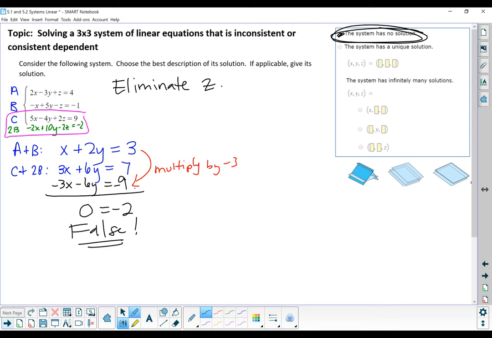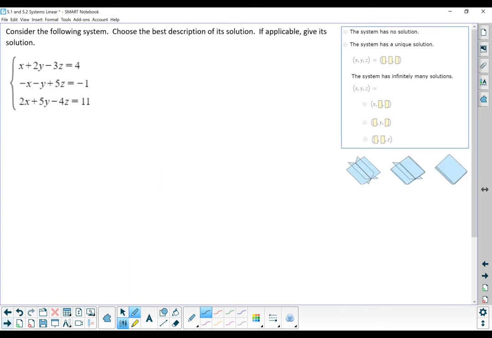Okay, last one. I need to show you how to deal with a system that has infinitely many solutions. So let's look at infinitely many solutions. We've got this system here. Looking at these coefficients, I think I want to eliminate the x.